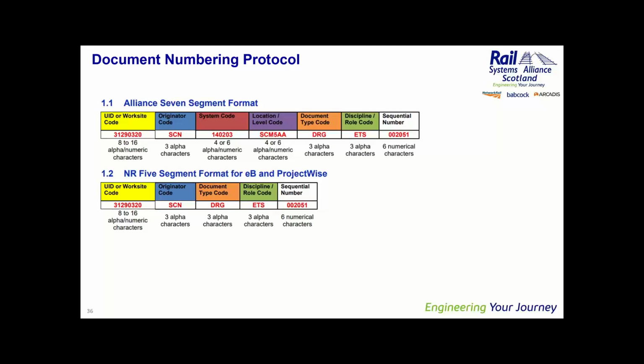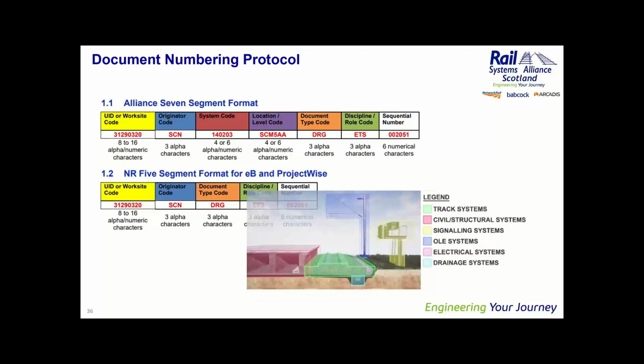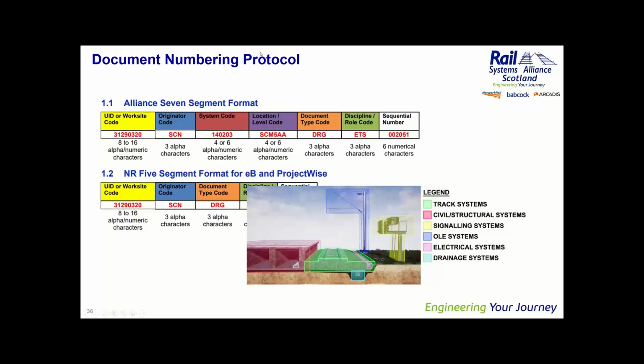What we came up with for the system codes, based on rail methods of measurement, was adopting the rail methods of measurement codes and condensing them to just 6 characters. What that intended to provide was some clarity about the volume or the space that a system occupies within a model, or indeed within the built environment that we're working in. So you can see we've got track systems, drainage systems, OLE systems, signalling systems, and structural systems.